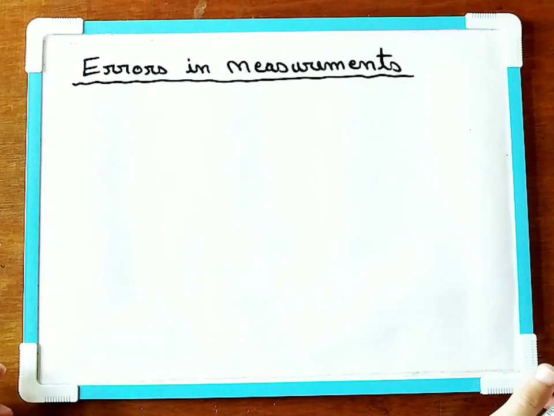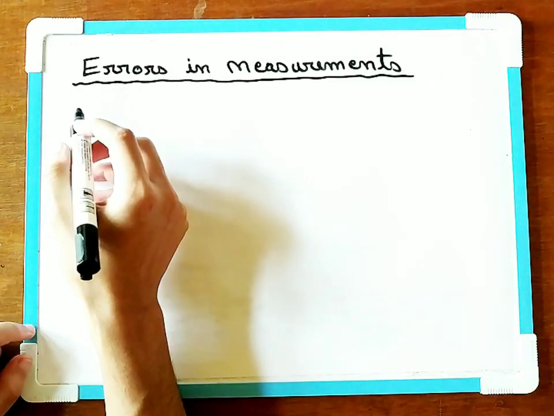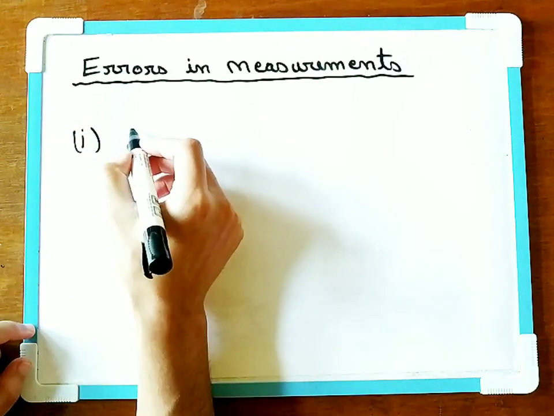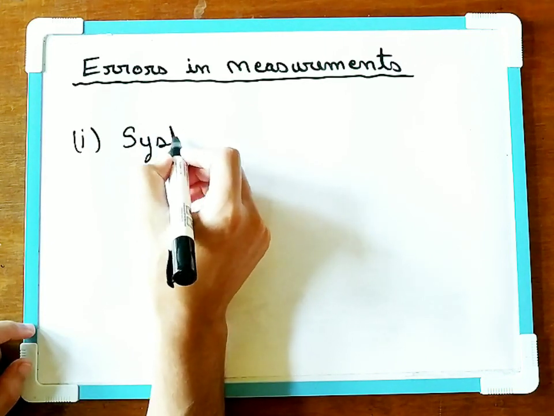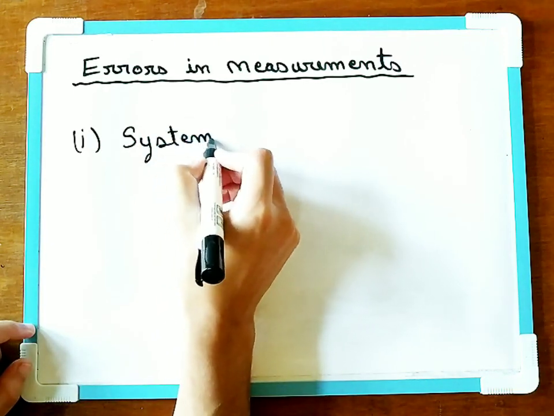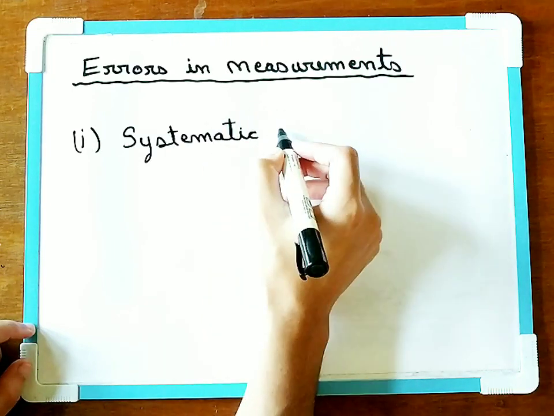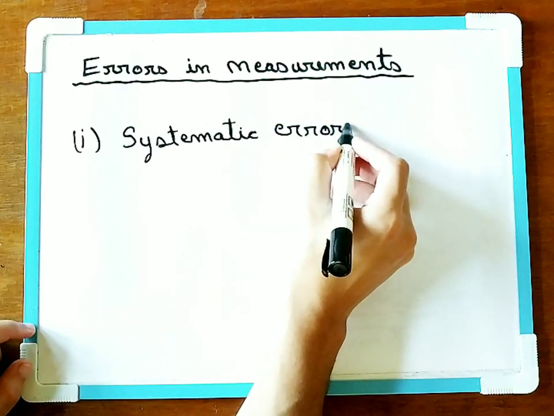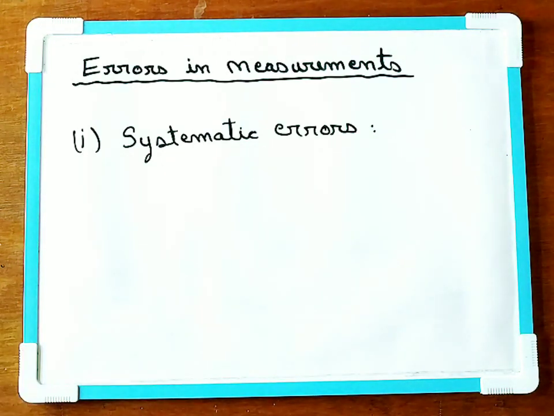And there are different types of errors. The first type of error is known as systematic errors. Now, systematic errors are those errors that tend to be of the same sign, either positive or negative, and these errors can be eliminated by knowing the sources of the systematic errors.